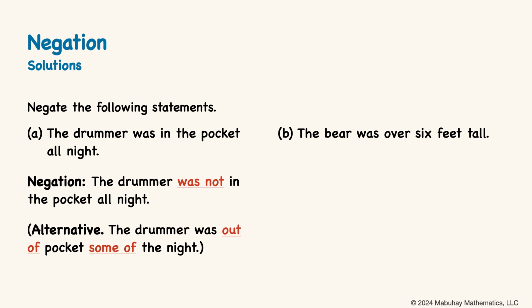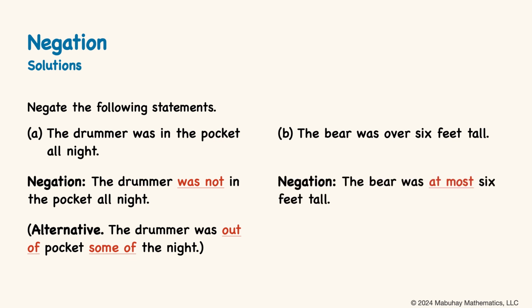Okay, part B, the bear was over 6 feet tall, so we need something that means the opposite of that, that always has the opposite truth value. So if it's true that the bear was over 6 feet tall, then what's a statement that is going to necessarily be false?